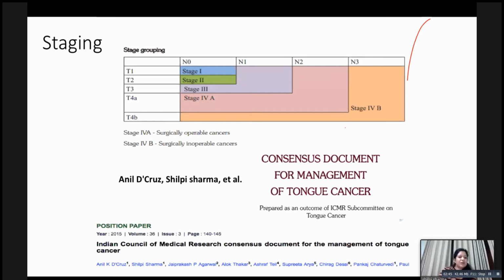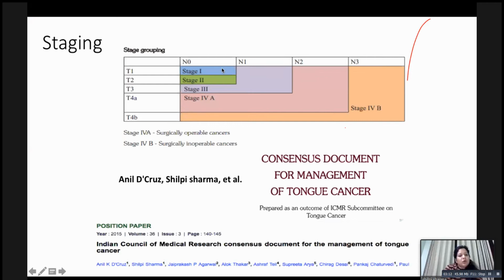Now, after the imaging and biopsy, you have to stage your patient as per the latest AJCC classification. Many times, especially when we start doing oncology, the youngsters may find it difficult to remember the stages. So this is the simplified form which is taken from a National Tongue Cancer Guideline published by ICMR. Fortunately, I was also part of it. We wrote it together with Dikru sir and with many other experts in the country.